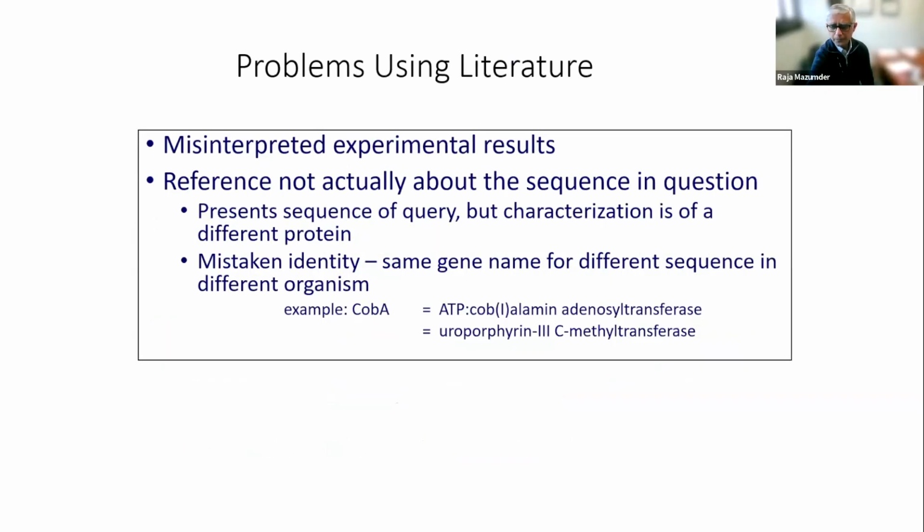So misinterpreted experimental results happen. And here's an example. There's a mistaken identity. So there is a gene name, let's say, which is used for two completely different proteins. So sometimes that happens. It is getting better over the years, though, because with a lot of automated methods of annotation, identifying these types of errors has become easier.